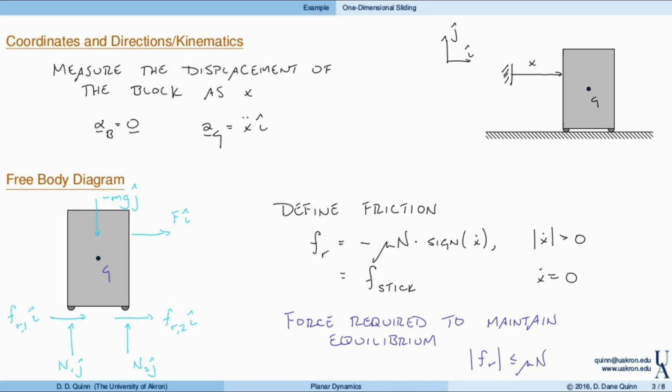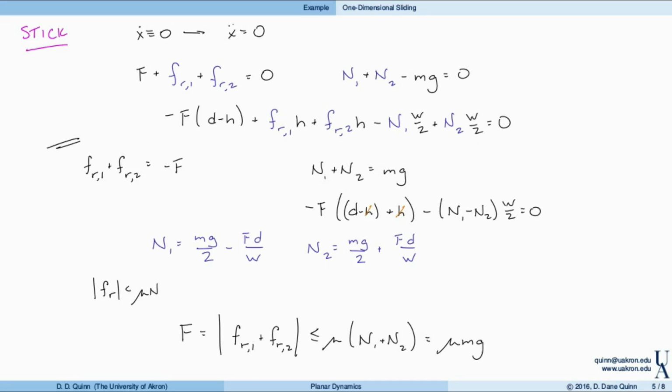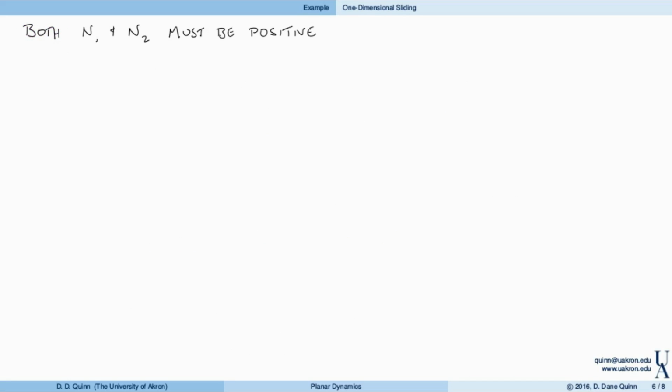Actually, let's go back and look at the free body diagram. So what that says is that this front load, N2, is always positive. Right? There's no way the front can come off of the surface, provided the block is stuck and not moving. However, N1, let's go back and look at that, N1 is mg over 2 minus F times d divided by w. So it is certainly possible that this could become negative if F is large enough. So at the critical value for which the block begins to tip, let's identify that force as F star.